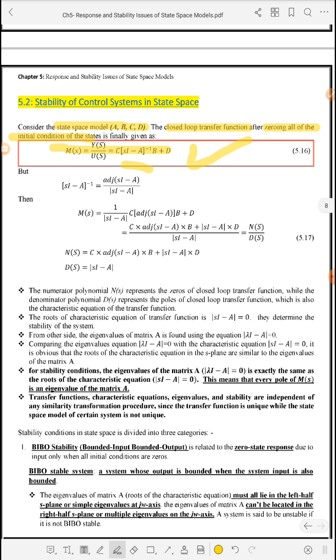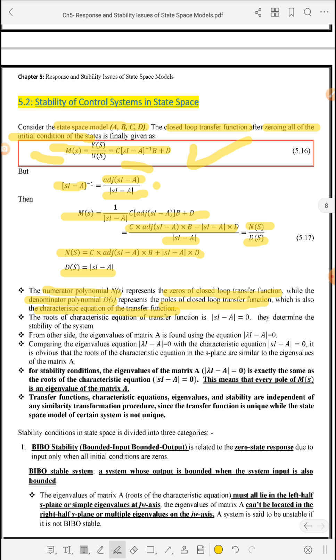Regarding this inverse, sI minus A inverse, as I have discussed previously in this lecture, sI minus A inverse is equal to the adjoint matrix divided by the determinant of sI minus A. If we substitute this into this equation and simplify it further, we will get rational polynomials N of s and D of s. N of s is equal to this, and D of s is equal to this formulation. We want to pay attention that the numerator polynomial represents the zeros of the closed loop transfer function, while the denominator polynomial represents the poles of the closed loop transfer function, which is also called the characteristic equation of the transfer function.